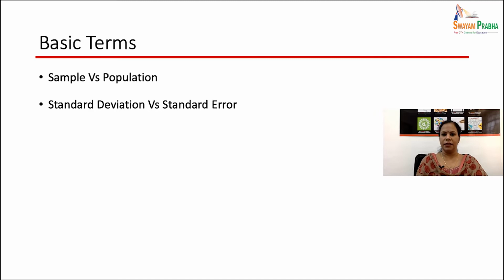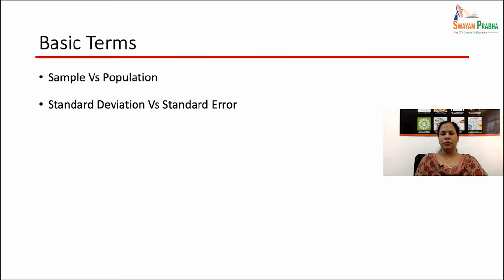And what is standard error? If we take a number of samples from the population, it tells how the sample means deviate from the population mean. So standard error is the average deviation of the sample mean from the population mean, and in many tests you will see that we use the standard error.